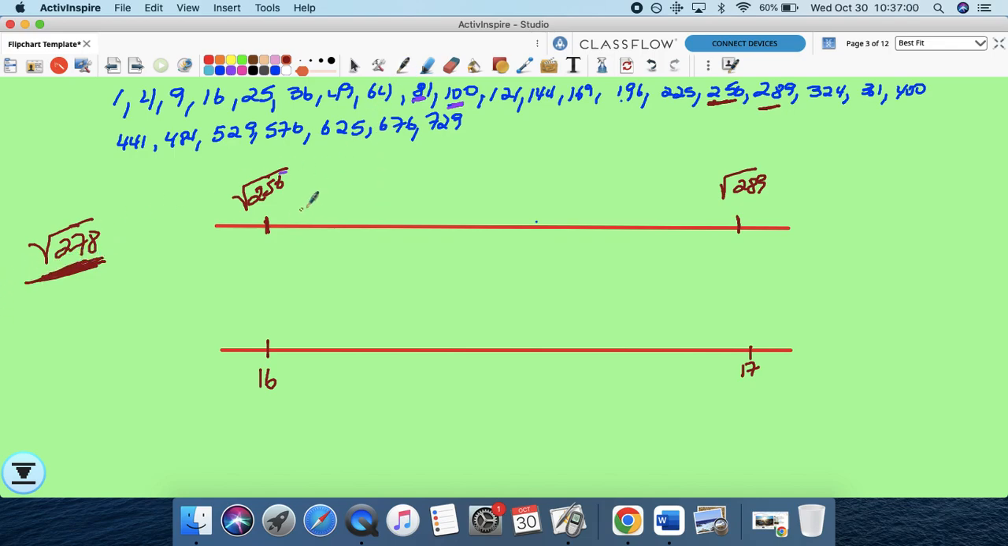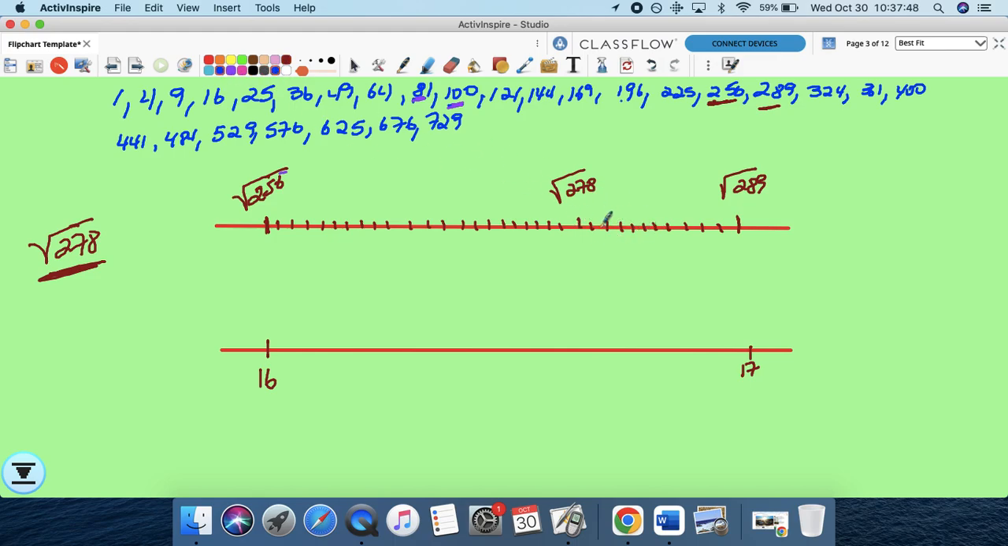Well, 256, so let's see if I can do this correctly. 256, 57, 58, 59, 60, 61, 62, 63, 64, 65, 66, 67, 68, 69, 70. No, I need to make it a little smaller. 71, 72, 73. It has to be a little bit smaller. So 256, 57, 58, 59, 60, 61, 62, 63, 64, 65, 66, 67, 68, 69, 70, 71, 72, 73, 74, 75, 76, 77, 78, 79, 80, 81, 82, 83, 84, 85, 86, 87, 88, 89. So it's about there, right? It's not precise, but it's about there.